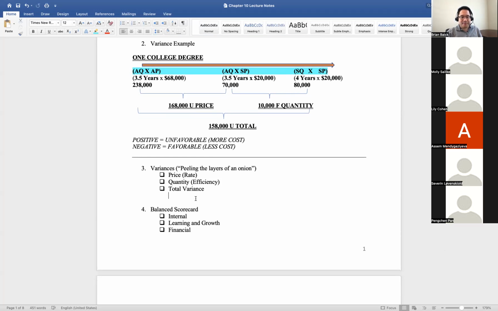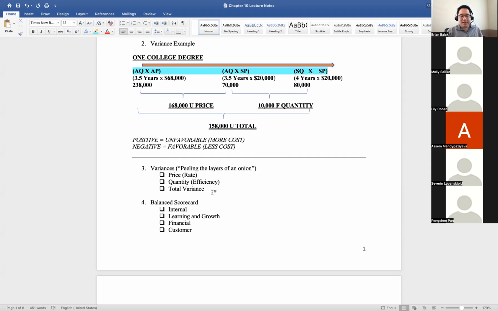Okay, let's recap what we just talked about. What are the 3 variances that you can have? Molly, can you tell us? Yes, those are price, quantity, and the total variance. Good, that's right. Price variance, sometimes they call rate variance, same thing, right? Quantity variance, sometimes they call what? Efficiency. Efficiency variance, yeah, very good.